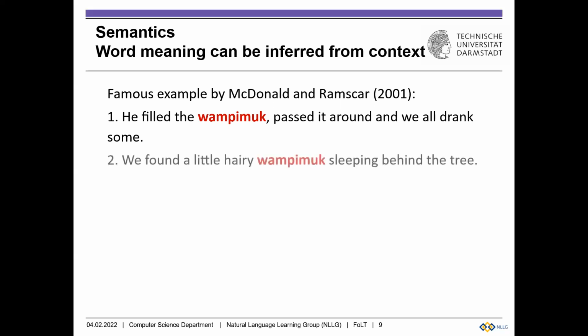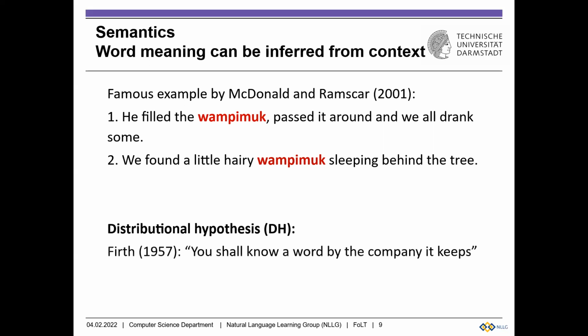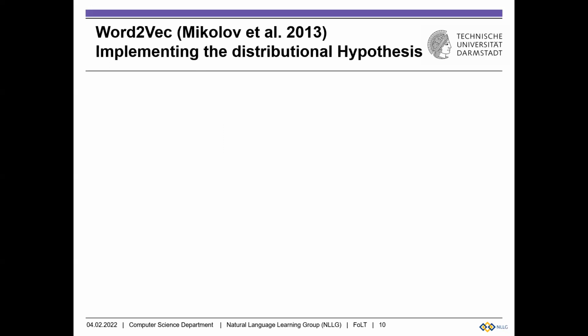or something similar. In contrast, when we hear the same word in a different context, such as, we found a little hairy wampimuk sleeping behind a tree, we would immediately infer, just from the context of this word, that this word is certainly an animate object. So it could be, for example, a little animal. So this is the distributional hypothesis that I have already pointed out. You shall know a word by the company it keeps.